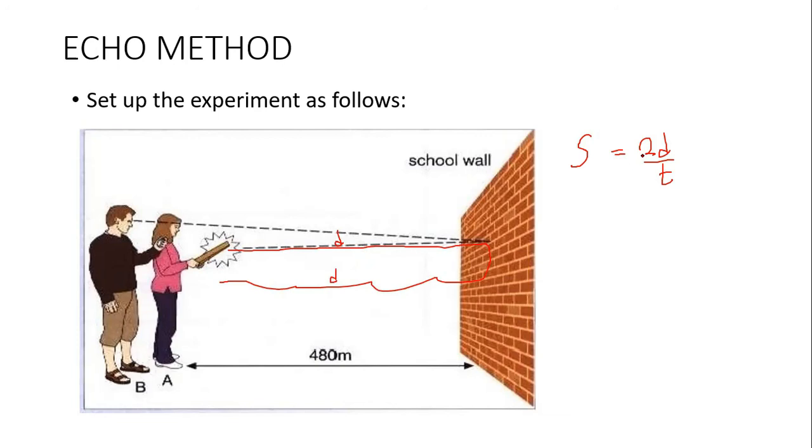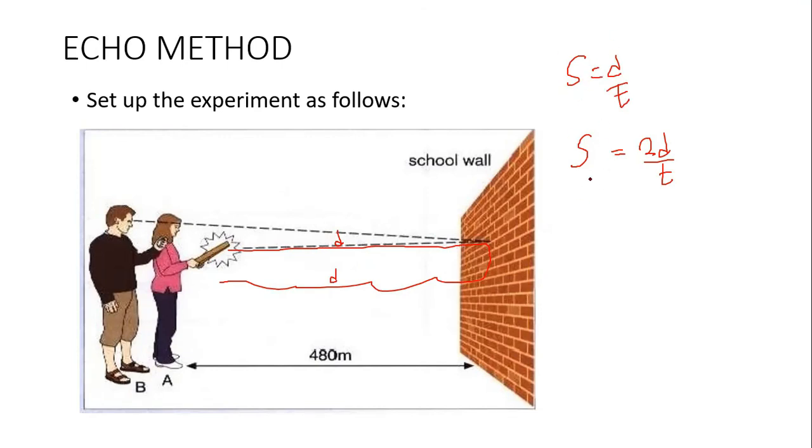Whenever an echo is mentioned, or you figure out the statement is implying an echo, then the formula to use is this one. But if no echo is mentioned, then the formula to use is the normal formula, S is equal to D over T. Are we together? So note the difference. This one is an ordinary formula. Use it when no echo is involved.